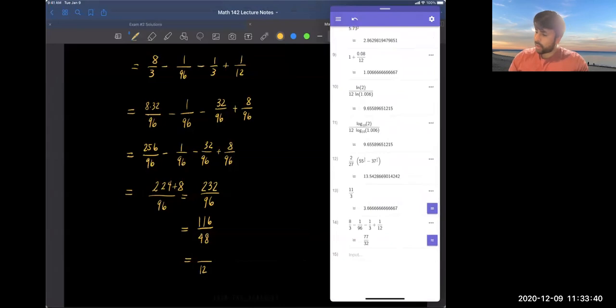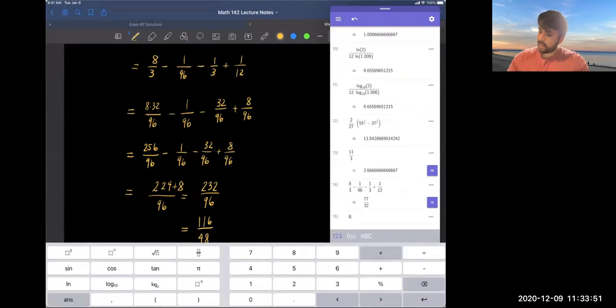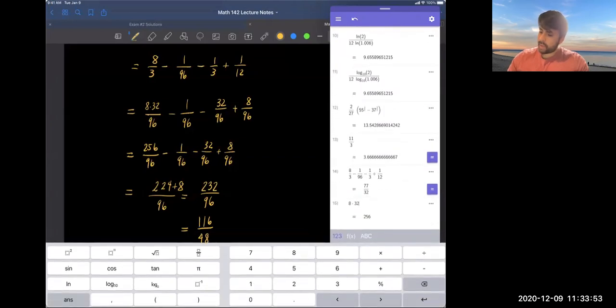Let me just see. So I think something's wrong. Yeah, 256. So 256 minus 1 minus 32 plus 8. So yeah, there's a little mistake here. It's 231, guys. You see that? There's little tiny mistakes like this that get you.